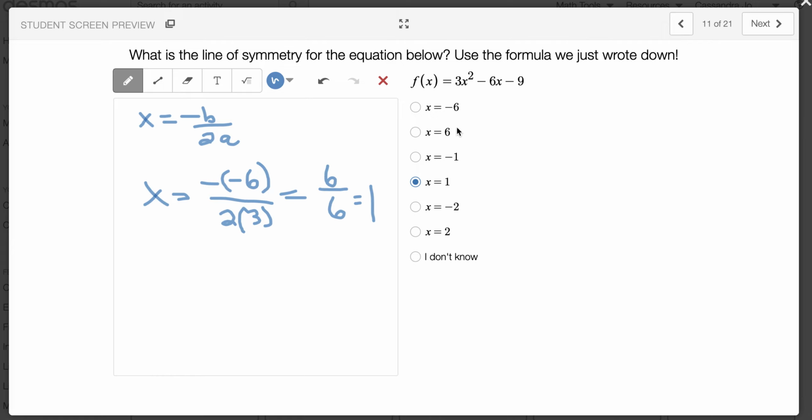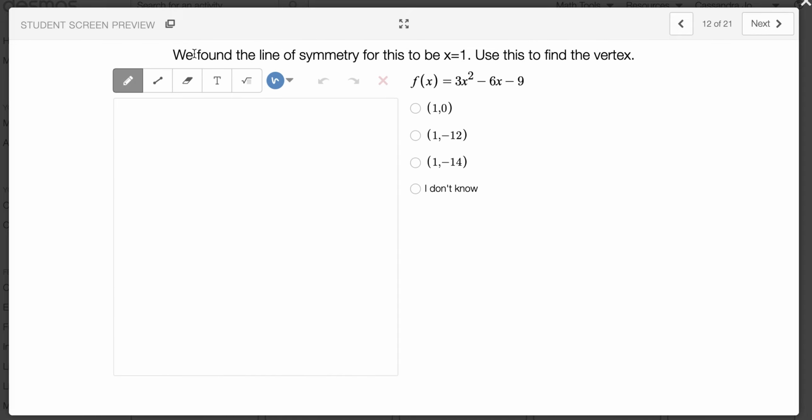Now this is going to help us find the vertex. This is our x value for our vertex, 1, and now we need to find our y value. We found the line of symmetry for this to be x equals 1. Great, I got the right answer. Now we need to find the vertex, so I'm going to take this 1 and plug it into my equation. So I have 3 parentheses 1 squared, minus 6 parentheses 1, minus 9.